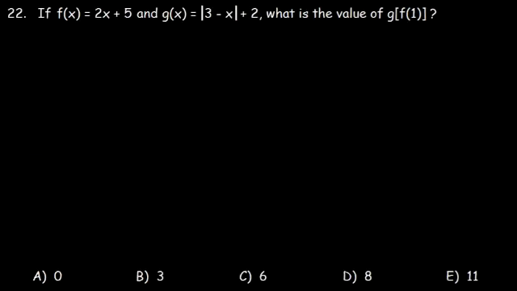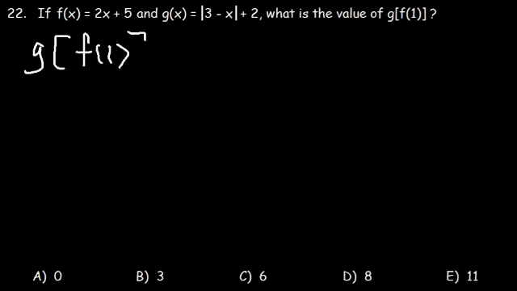22. If f of x is equal to 2x plus 5, and g of x is equal to the absolute value of 3 minus x plus 2, what is the value of g of f of 1? So here we want to evaluate a composite function. That's when one function is inside another function. So f is inside of g.